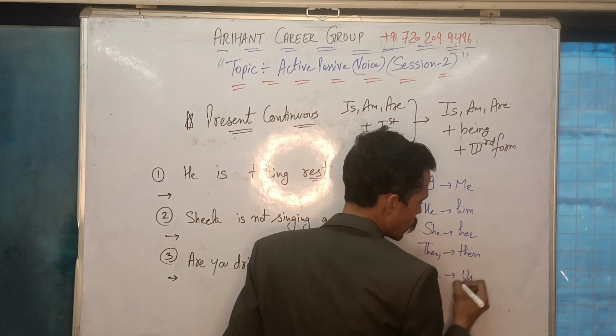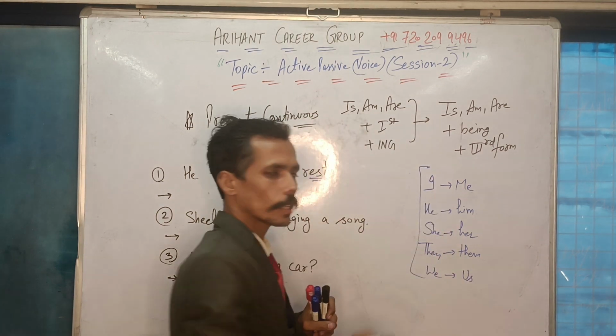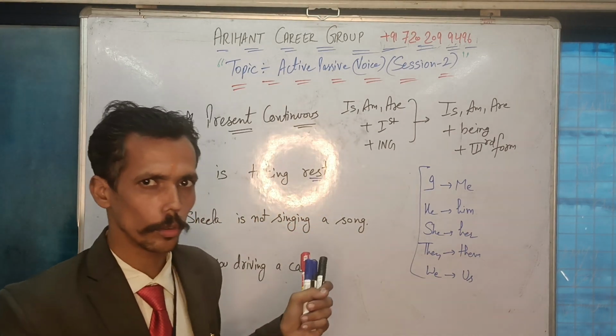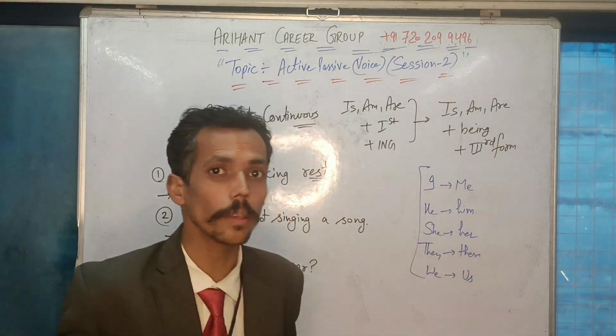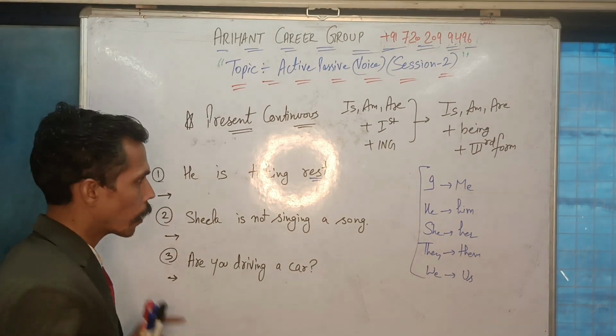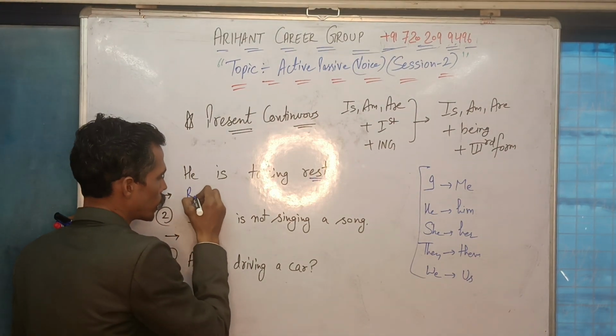We becomes us. So other than these five subjects, you need not change any other subject. For example, you remains you. Sheila, a name, will remain the same. We cannot change it. Okay. So he is taking rest. So rest will become my subject, which was the object earlier.